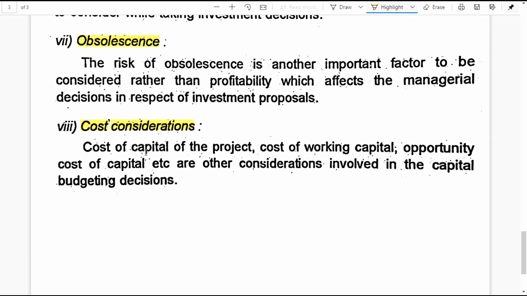And the eighth point of consideration here is cost considerations. Cost of capital of the project, cost of working capital, opportunity cost of capital, etc. or other considerations involved in the capital budgeting decisions. See, this is about the cost of the investment to be done on a project. Every penny a concern has got is mobilized either from shareholders or owners or from creditors. Therefore, the concern is liable to pay a kind of return to the shareholders or creditors from whom the money is mobilized, and that is what is named the cost of capital. Therefore, while doing investment on a capital project, every business concern should give due importance to the cost of capital involved in such capital investment proposals.